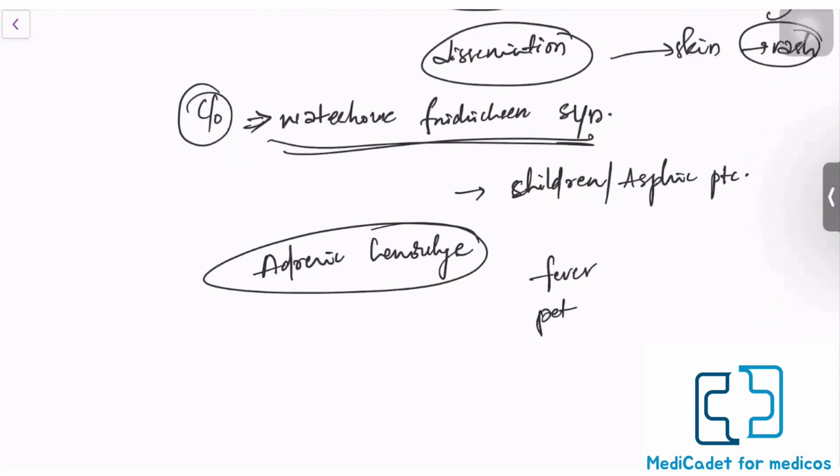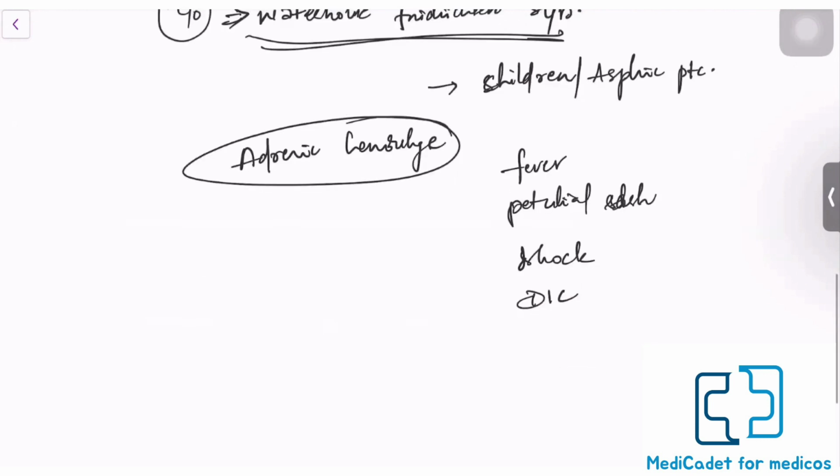So when you have this kind of hemorrhage, the child presents with fever and the petechial rash. They'll have shock because of the hemorrhage, DIC, and adrenal gland failure. It's so severe that most of the time the child will die. For the treatment, you give antibiotic therapy for the meningitis. If it is Waterhouse-Friderichsen syndrome, IV antibiotics plus fluids.